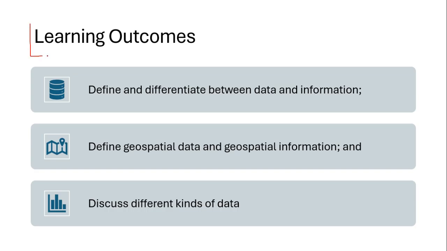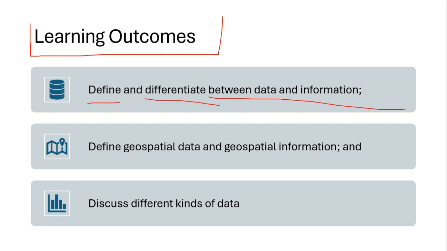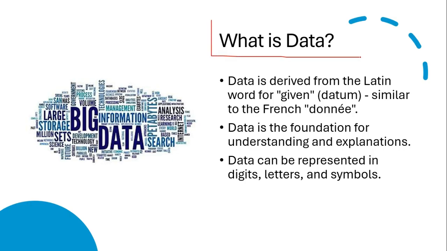So what is going to be the learning outcome from today's lecture? We will be able to define and differentiate between data and information, and we will also define geospatial data and geospatial information, and we will also discuss different kinds of data. So firstly, we will know what is data.